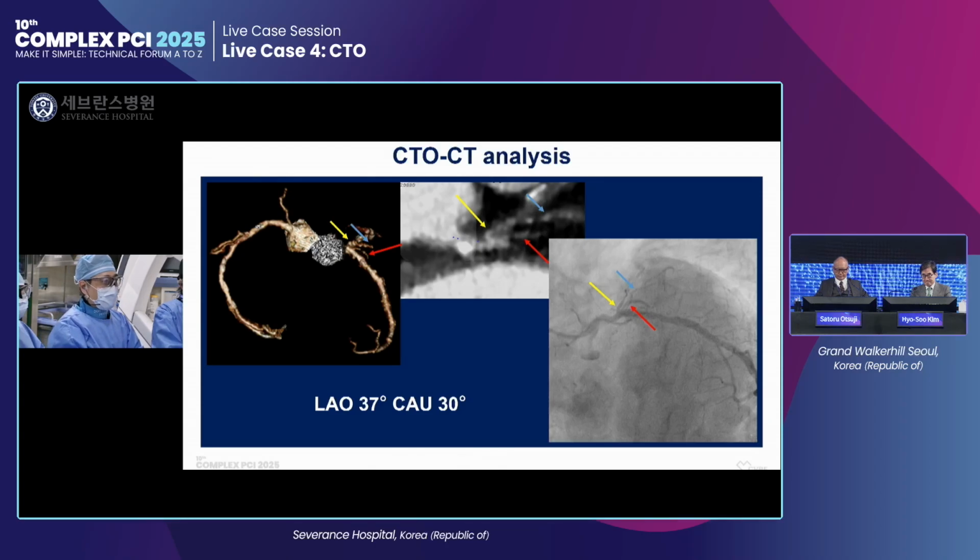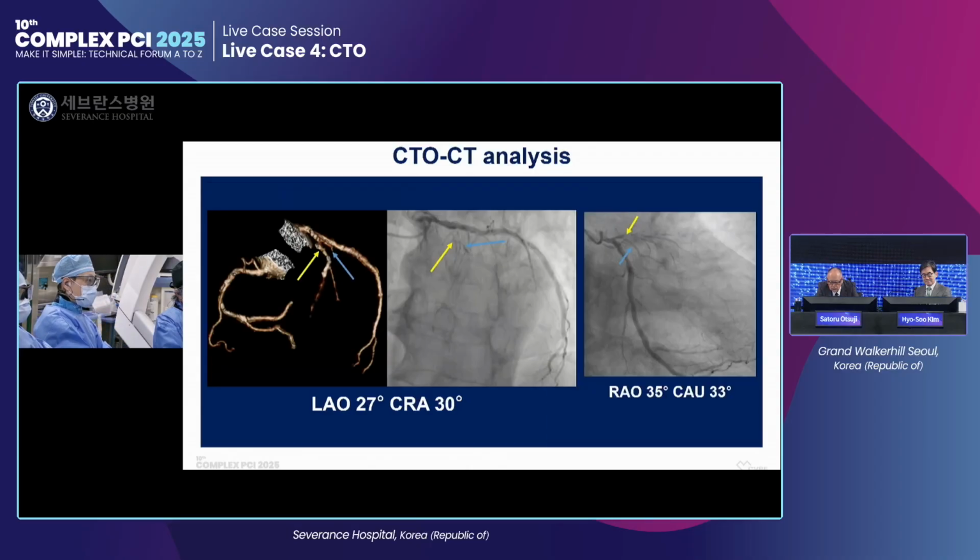This is the LAD ostium part of the CT images. Just left main disease segment, the branch was... we can confirm that this is the LAD ostium lesion. Okay, this is the final images.